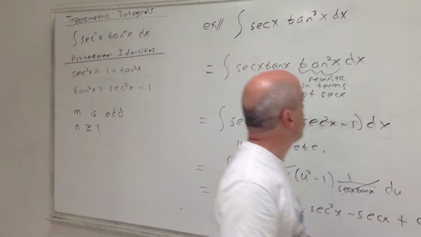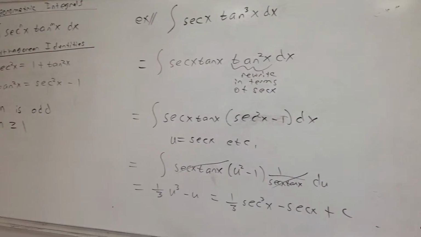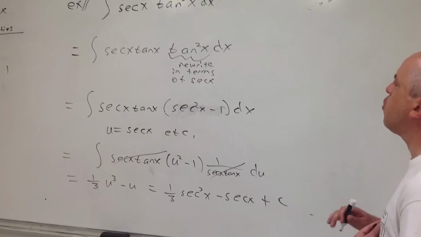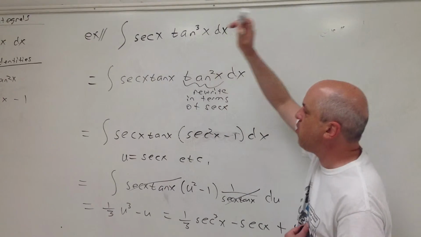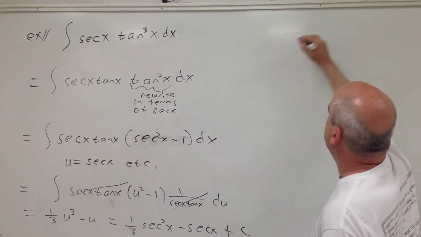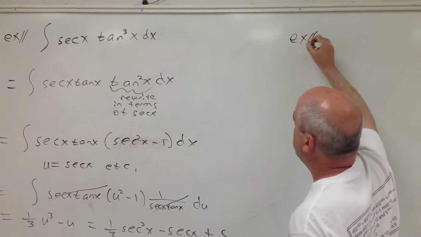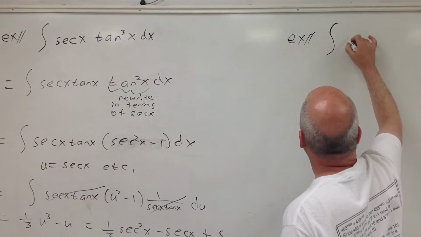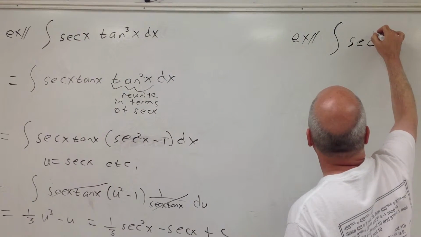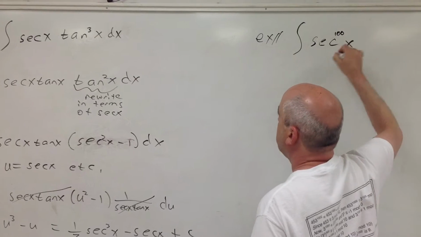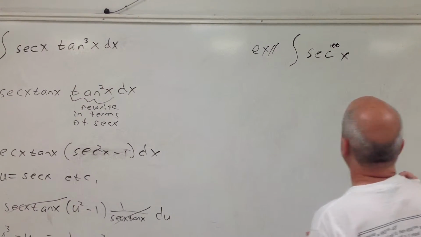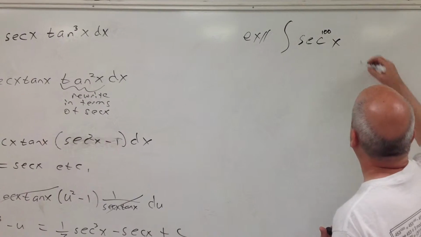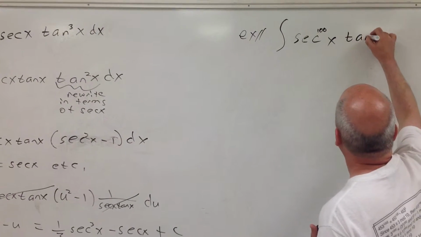And as I mentioned earlier, the same modification of this procedure should work if I have any odd power of tangent and any power of secant. So to prove my point, I'm going to make the exponent for secant some ridiculously large number. How about 100 this time? And now I just need the power of tangent to be odd. Let's make it a little bigger than 3. How about 5 this time?